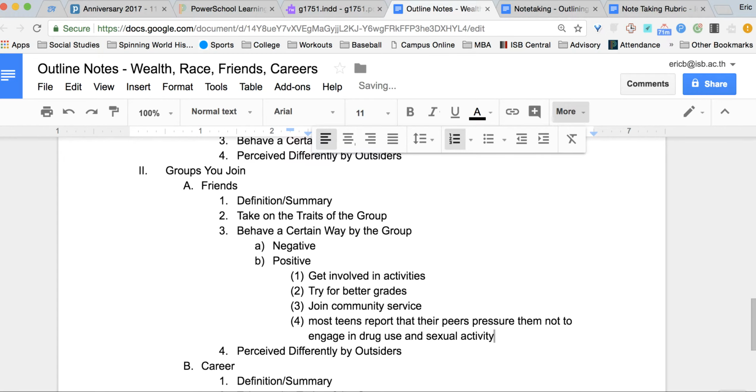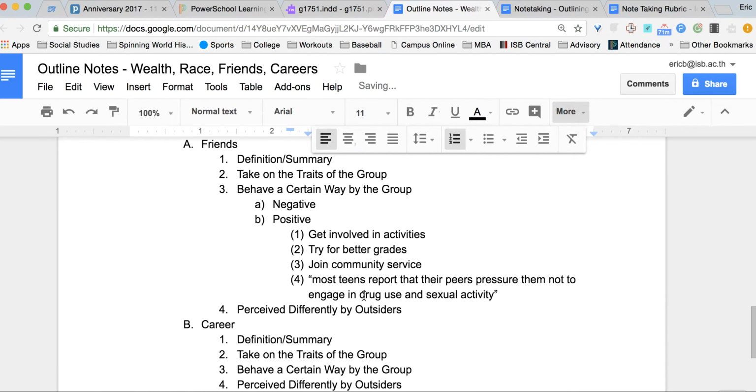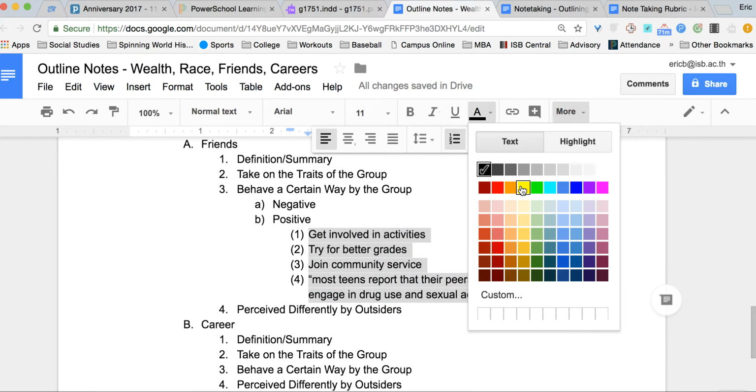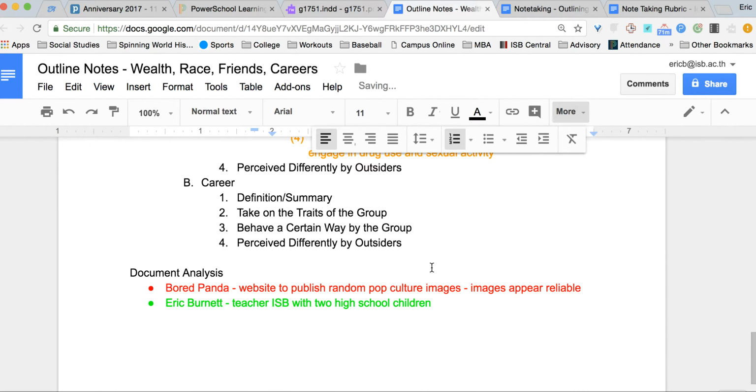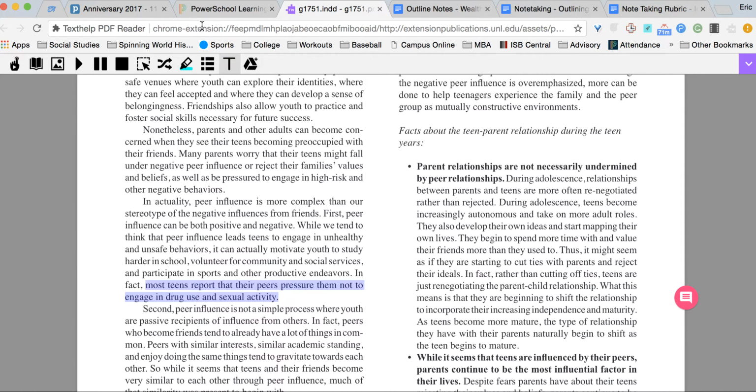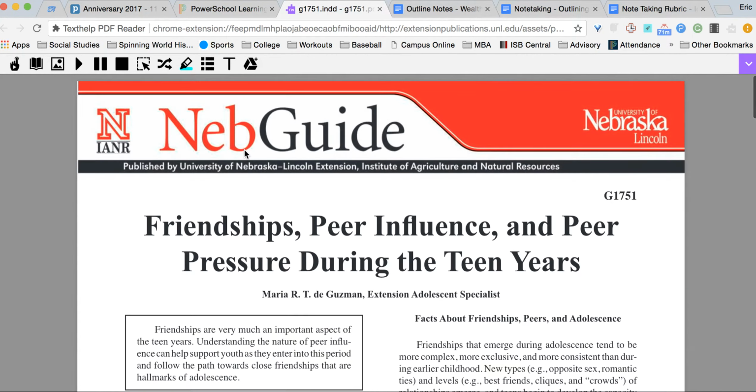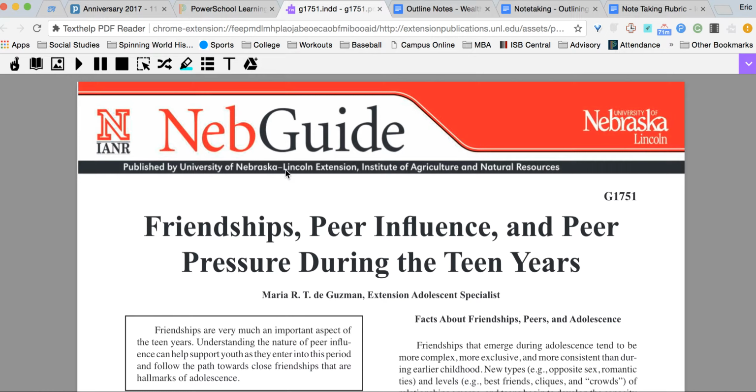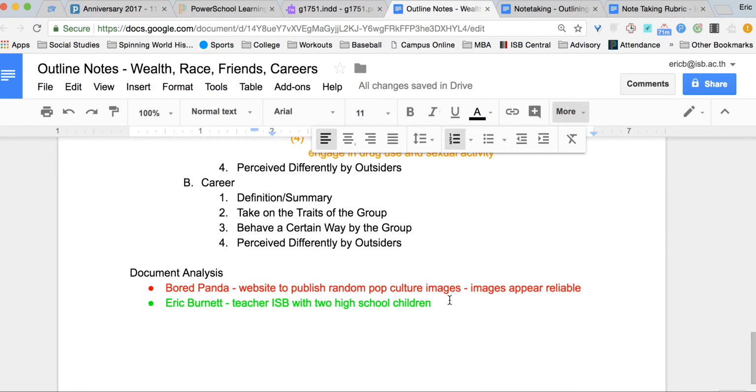Okay, now I need to put this in quotes. Now this comes from a different document, and I'm going to color this document orange. Okay, and what was the document called? It was University of Nebraska. So University of Nebraska is my orange. And I want to find out when was this published.